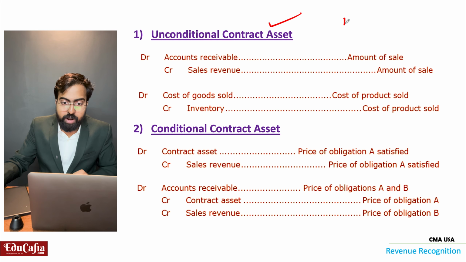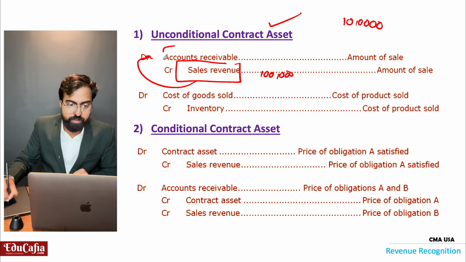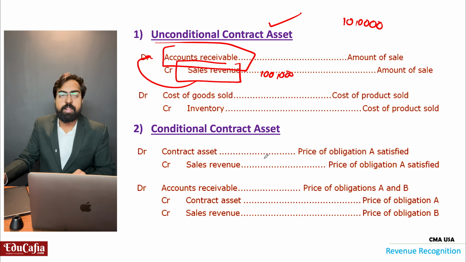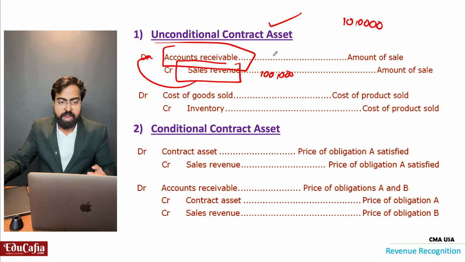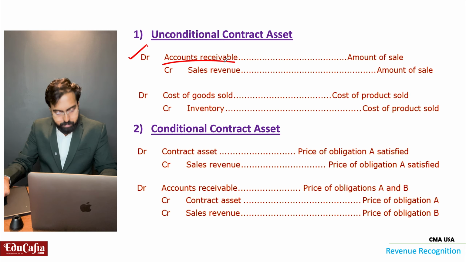So if it is a 1 lakh amount, that 1 lakh I will show in my sales revenue and it will go to accounts receivable. Now it is receivable for me. If I'm getting cash, I can directly debit cash. Because payment is pending, I am debiting accounts receivable. But if I am getting the cash directly, I can debit cash.